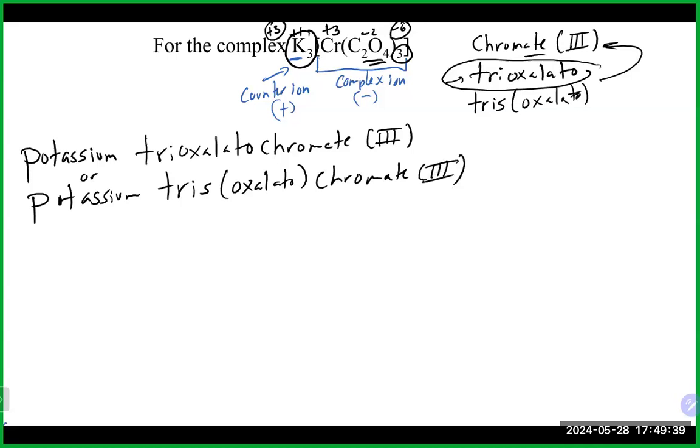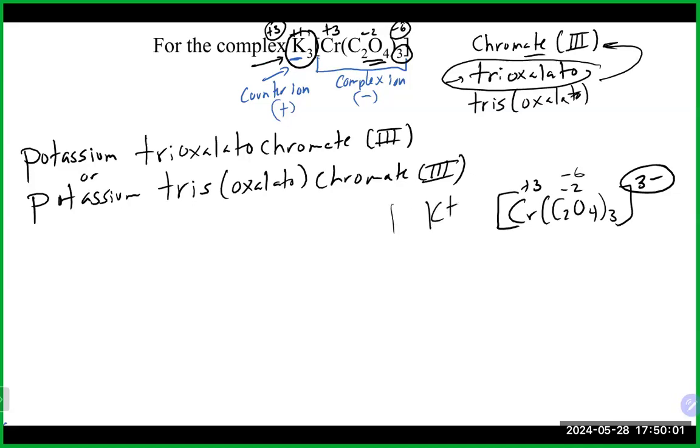Now, when we look at the formula and just the complex ion part, Cr(C2O4)3, this is -2, -6, +3. That means our complex ion here is carrying a -3 charge. That is why we have not 1 potassium, not 2 potassiums, but 3 potassiums to balance out the -3 charge for our counter ion in this particular case. By the way, the coordination number here would be?